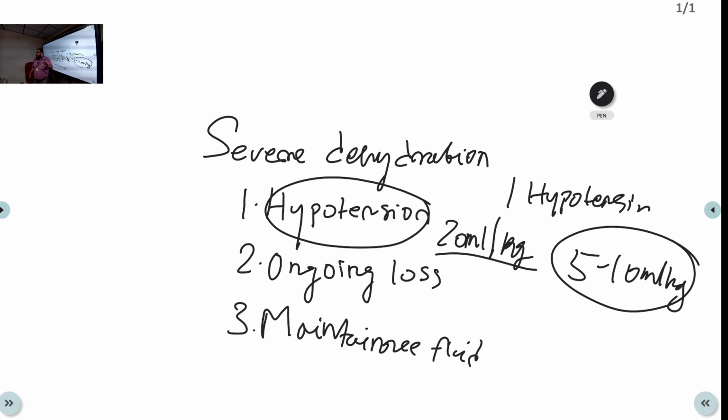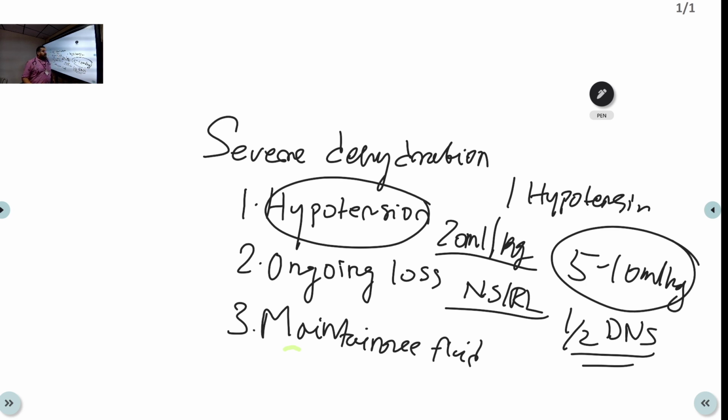So first we are correcting the hypotension, and the next thing is the ongoing losses. Whatever the ongoing losses are, we have to treat them. For ongoing losses, you can give either ringer lactate or oral dehydration solution if the child is able to take orally, but in severe dehydration the child will not be able to take orally. So you can give an electrolyte fluid like normal saline or ringer lactate, or you can give half DNS. Why give half DNS? DNS tonicity will be very high, it has 5% dextrose. So if it is half, the tonicity will come down, and you will be able to give it better through a peripheral line.